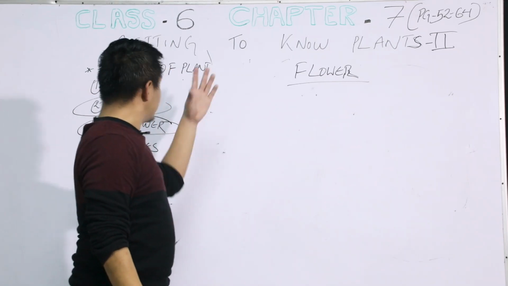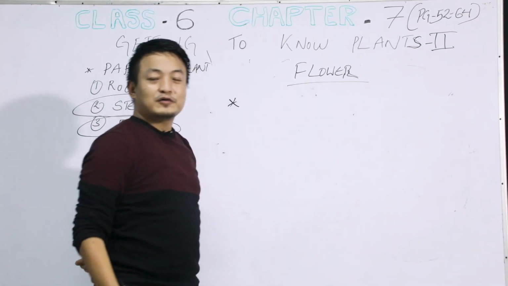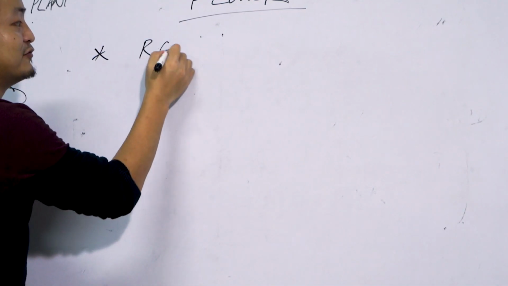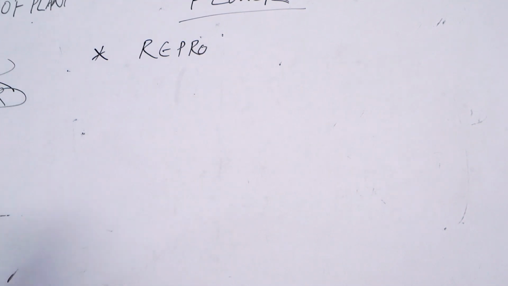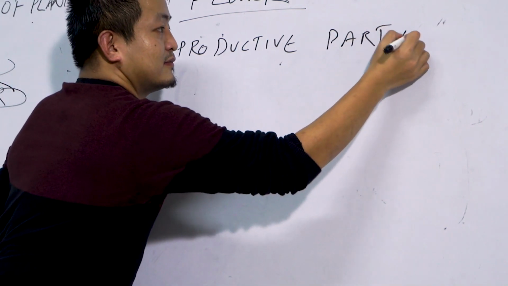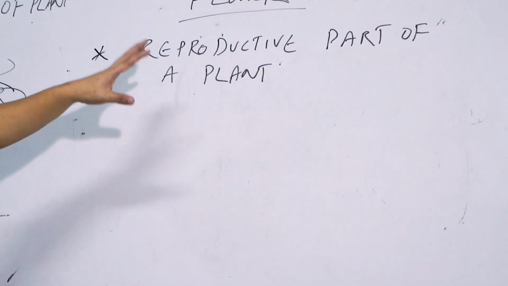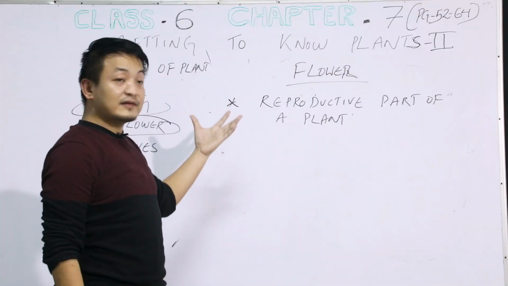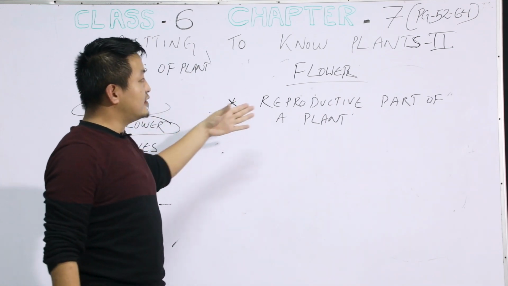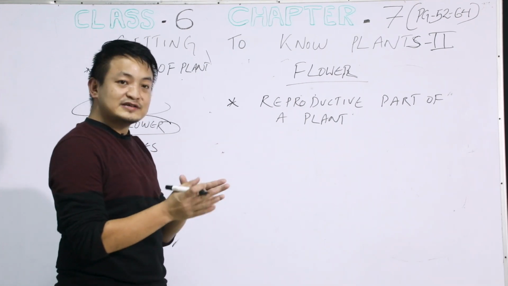Okay, so students, next is the third point, that is the flower. Now, what is the definition of a flower? The definition of a flower is, in simple words, the reproductive part of a plant. This is where reproduction takes place in a plant. So the flower is a very important part in a plant because here the reproduction takes place.